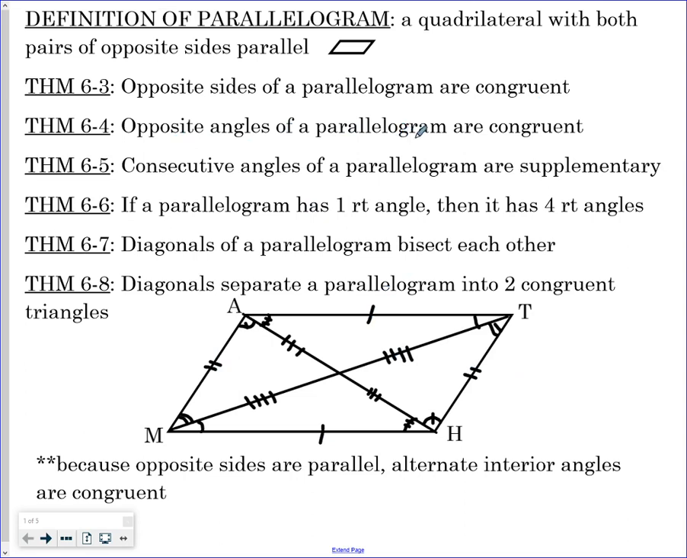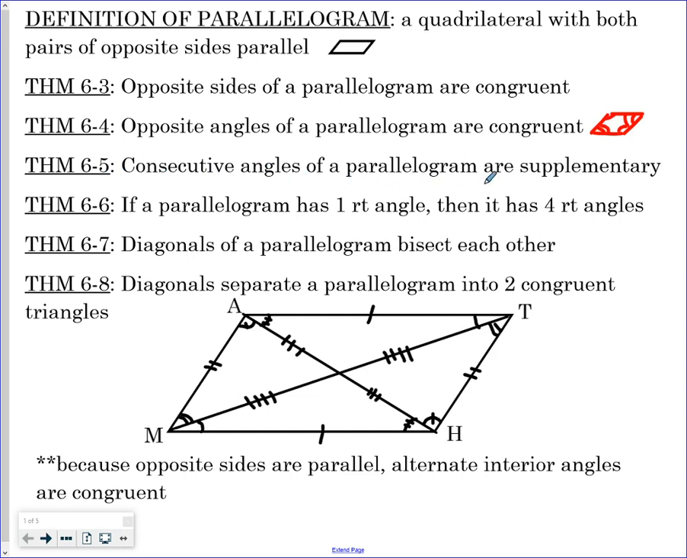6.4, opposite angles of a parallelogram are congruent. When they say opposite angles, they're talking about the big ones. In this picture there's a lot going on, so you might want to draw what that looks like. Here's a parallelogram. It's kind of like a rectangle on its side, right? So opposite angles, like this one and this one, and this one and this one. That's kind of hard to see, but you get what I'm saying, okay?